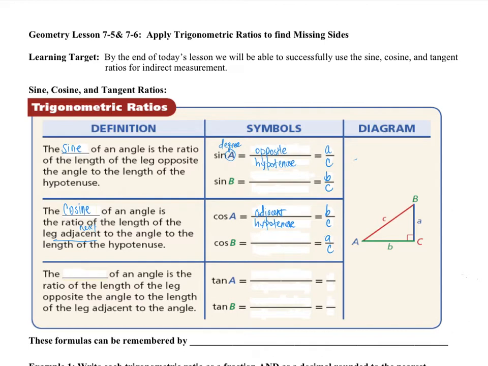And then for the third one, we have tangent. The tangent of an angle is the ratio of the length of the leg opposite the angle to the length of the leg adjacent to the angle. So tangent A is defined by opposite over adjacent. We have A over B. And then for tangent B, angle B, we would do B over A.